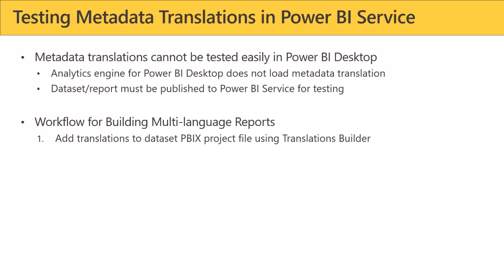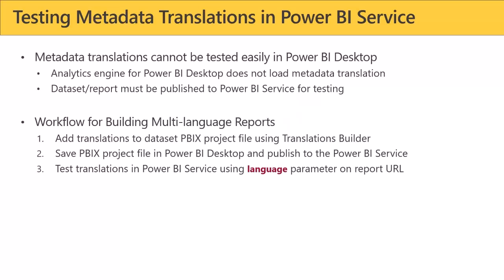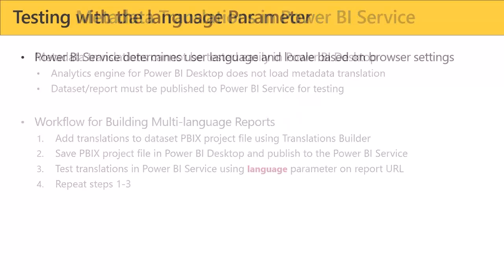Okay, so now you've seen that, we can make this observation. The observation is that, as you're building multi-language reports, there's a set of steps we repeat again and again. And that is add translations to this dataset PBIX project from Translation Builder, save the PBIX project in Power BI Desktop, publish to the Power BI service, and then test translations using the language parameter. And then, just like the instructions on the shampoo bottle, repeat steps 1 through 3 as many times as you need. That's great.